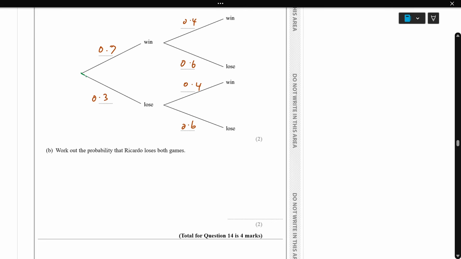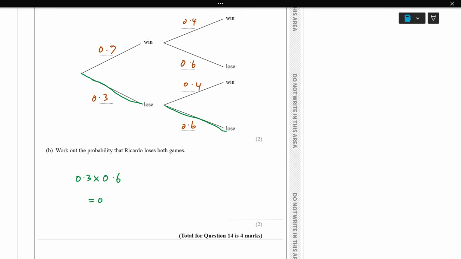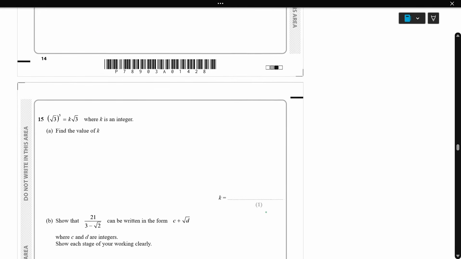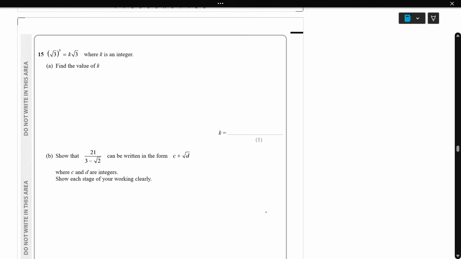Next, work out the probability that he is going to lose both the games. Lose, and again lose, both games are losses, so it is 0.3 times, when we say and we have to multiply, 0.6, which is equal to 0.18. So the answer is 0.18.